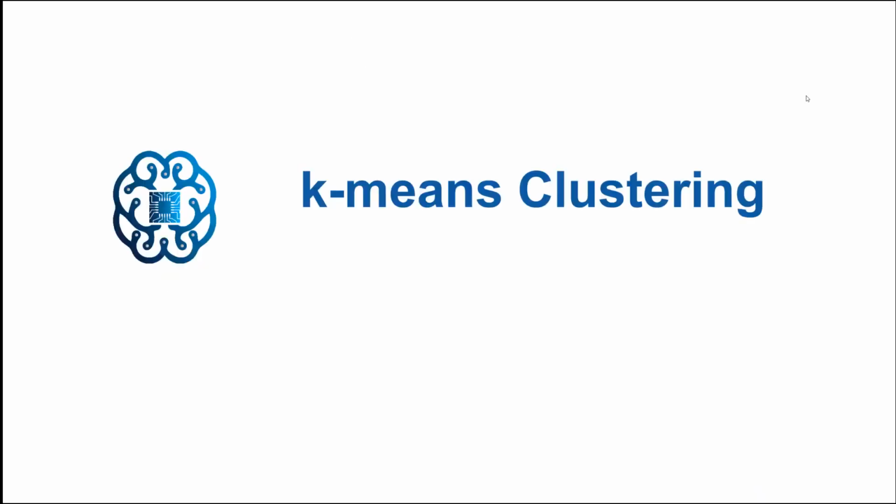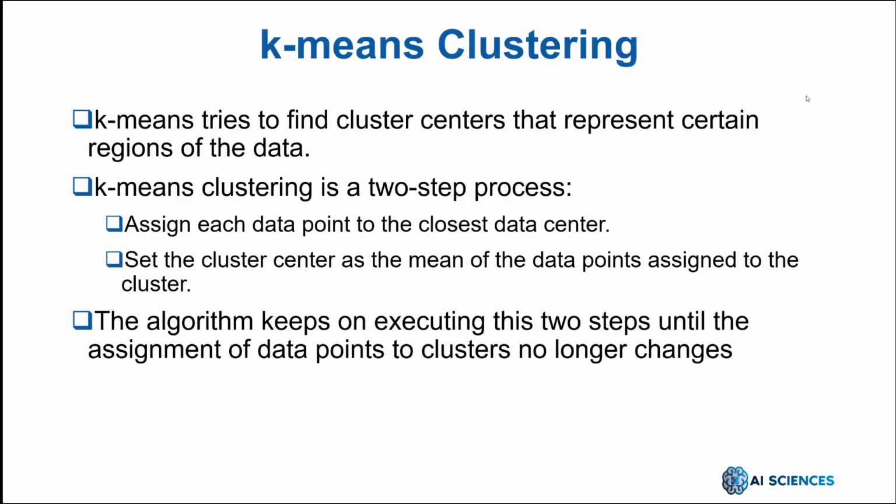Now, let me explain to you how k-means clustering works. K-means clustering is one of the most useful clustering algorithms. It tries to find cluster centers that represent certain regions of the data. K-means clustering is a two-step process. 1. Assign each data point to the closest data center. 2. Set the cluster center as the mean of the data points assigned to the cluster. The algorithm keeps on executing these two steps until the assignment of data points to clusters no longer changes.